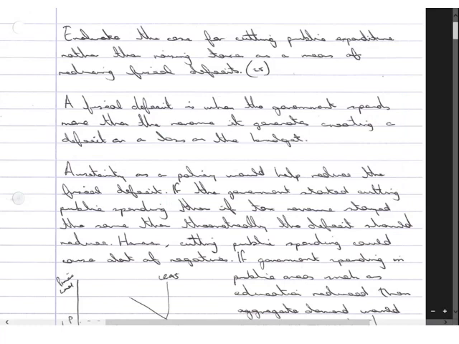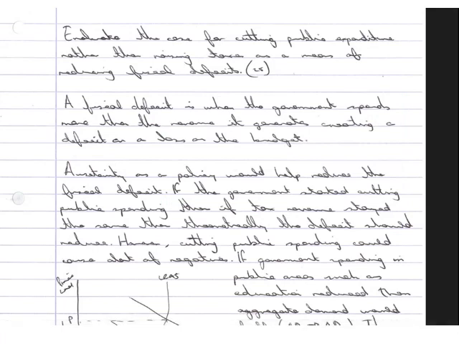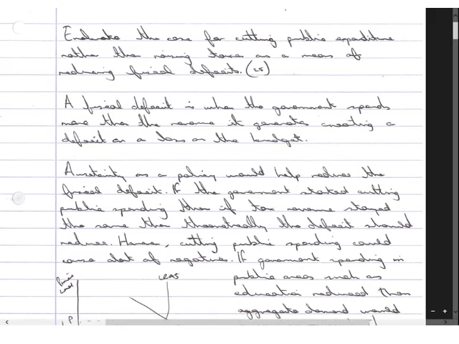Okay, so here is Jamie, your answer. Evaluate the case for cutting public expenditure rather than raising taxes as a means of reducing fiscal deficits. So we know it's two-sided. We know that it's about trying to reduce a budget deficit. You've got two options: raising taxes or cutting public expenditure.